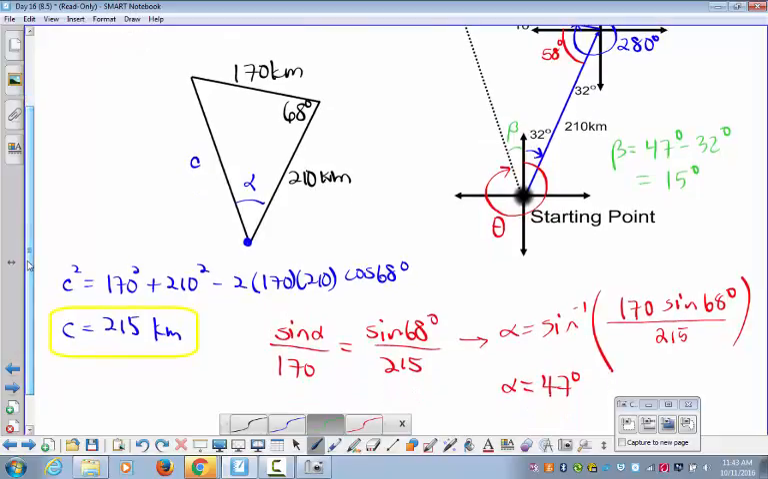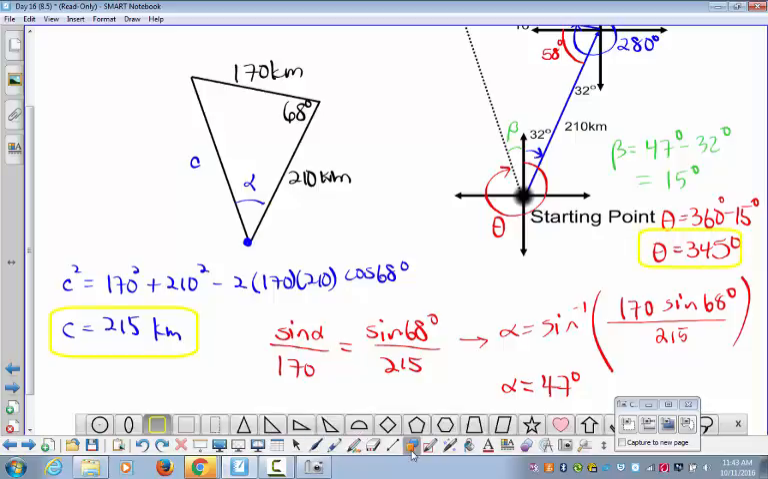That tells us that the direction of the plane from the starting point, there's theta. Theta will be equal to 360 minus 15, which is 345 degrees. So that's using the aerial navigation process where we're going clockwise from the North Pole.